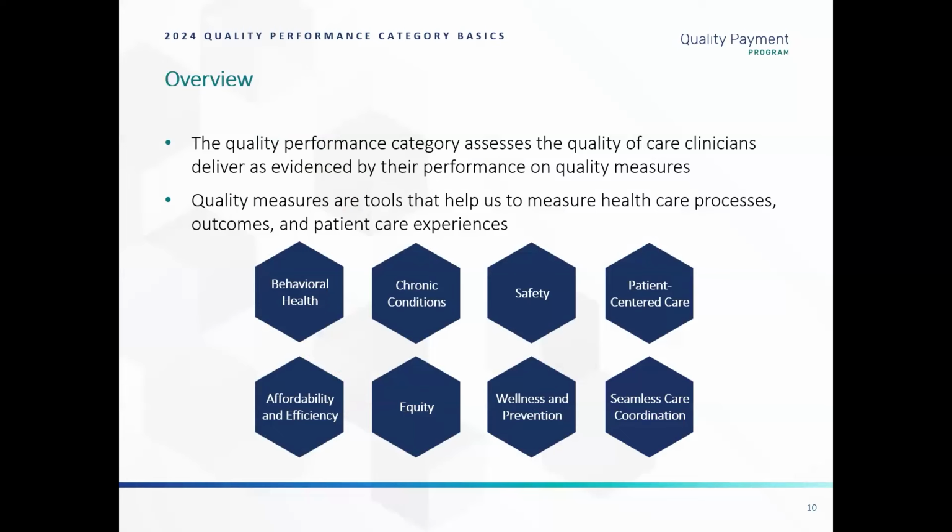So here you can see a list of what we categorize our measures. Our measures can be classified as behavioral health measures, chronic condition measures, safety measures, patient-centered care measures, affordability and efficiency measures, equity measures, wellness and prevention measures, and seamless care coordination measures. So as you assess the measures within the traditional MIPS measure inventory, which is the full measure inventory, or within your MVP, you will see that the measures meet these domains or these categories of measures. Next slide, please.